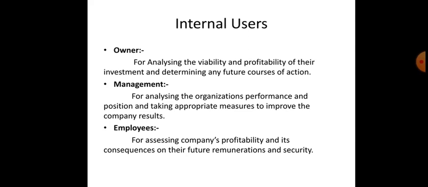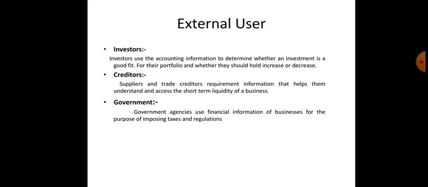So in the next slide, which are those external users? Now see which are those external users. The first one is investors. Investors are external users, so outsiders are investing in a business. Investors use the accounting information to determine whether an investment is a good fit for their portfolio, and whether they should hold, increase or decrease.